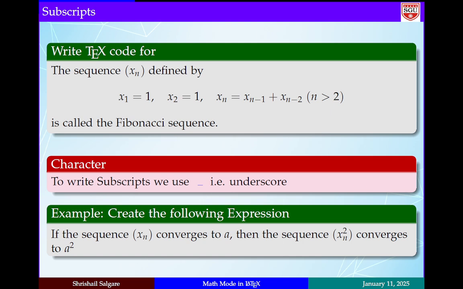So the task has been given to you. I think you are having a project or the file in the overlay. So in the source part you have to write: if the sequence xn converges to a, then the sequence xn square converges to a square. So this statement, this theorem, you have to generate.